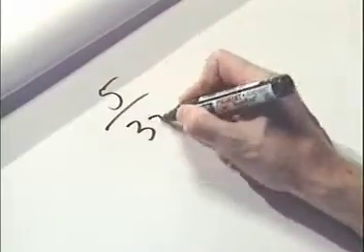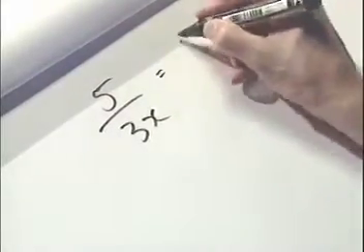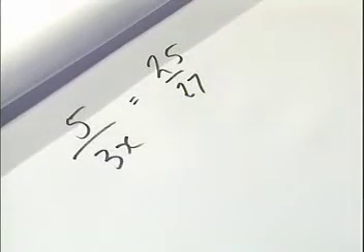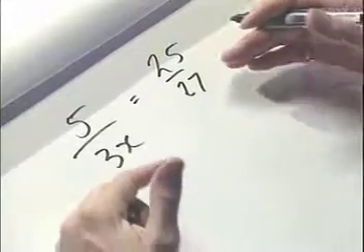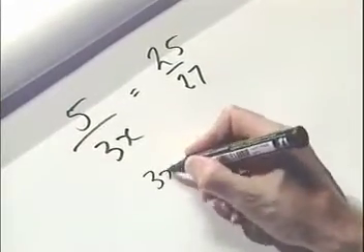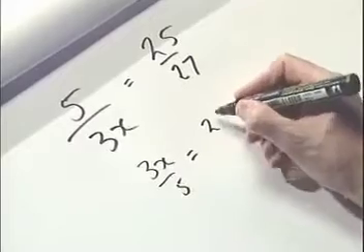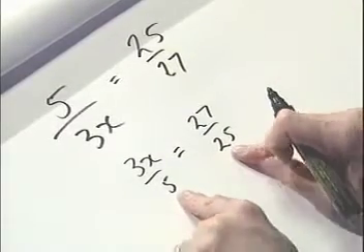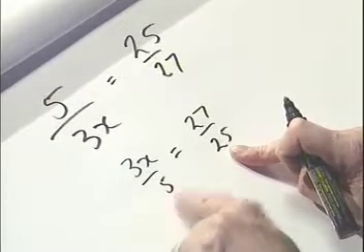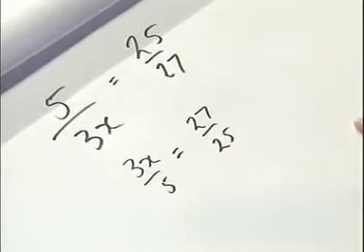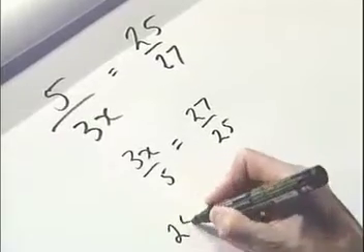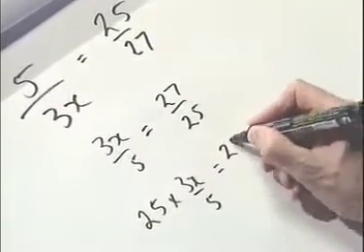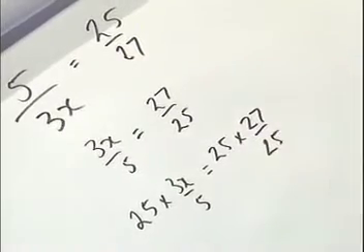5 over 3x is equal to 25 over 27. Okay, what I think I'm going to do with these is flip them over. 3x over 5 is equal to 27 over 25. I can see straight away I've got a common denominator here of 25. 5 goes into 25 exactly, and so does 25. So if I do that multiplication, 25 times 3x over 5 is equal to 25 times 27 over 25.